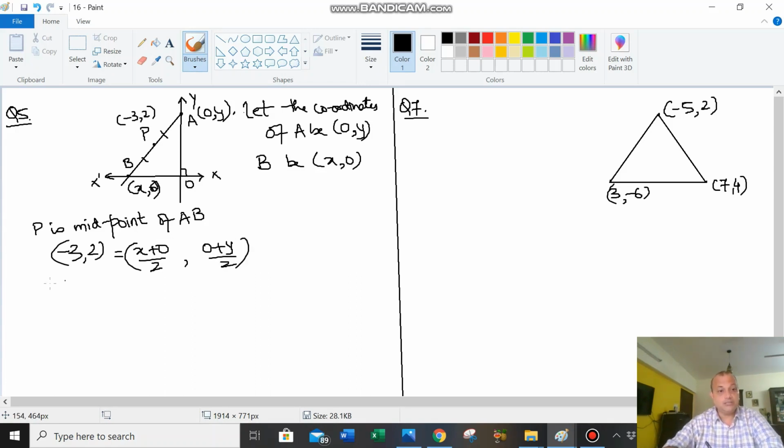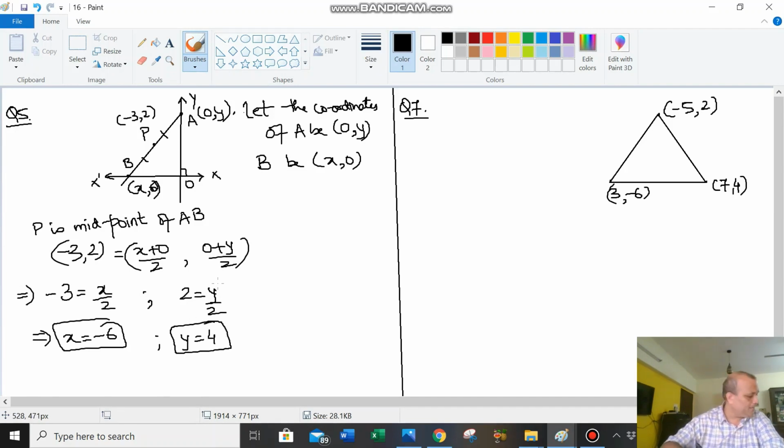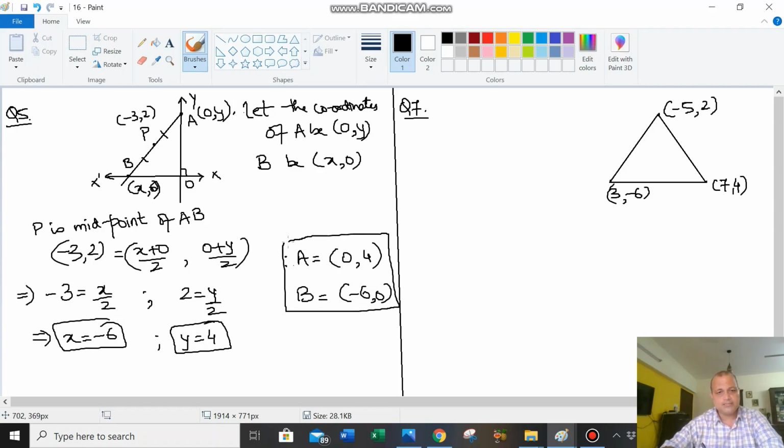Taking these two equations separately, I get negative 3 is equal to x upon 2 and 2 is equal to y upon 2. Let's cross multiply. It gives me x is equal to negative 6 and y is equal to 4. Let's see what they want me to calculate. As per the question, find the coordinates of point A and B. Therefore, A is equal to 0 comma 4 and B will be equal to negative 6 comma 0. Perfect. Let's see if there's anything else. No. Let's do the next question.